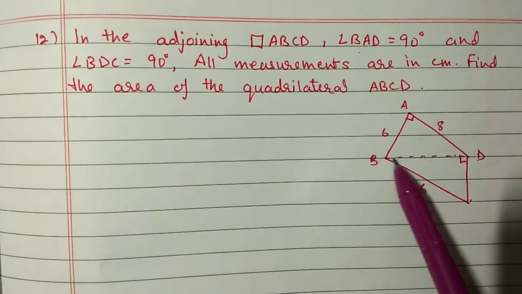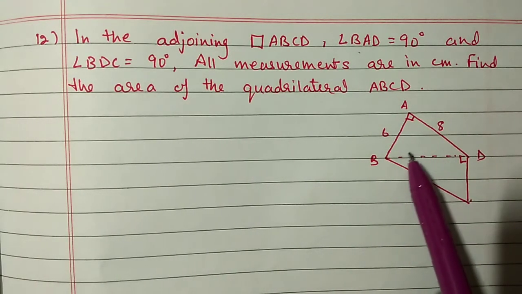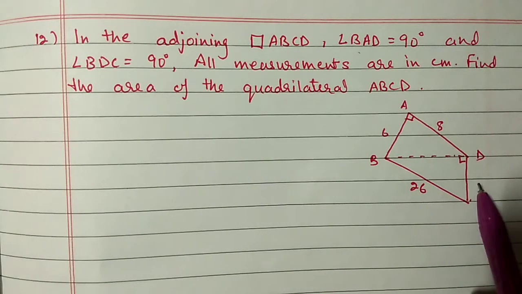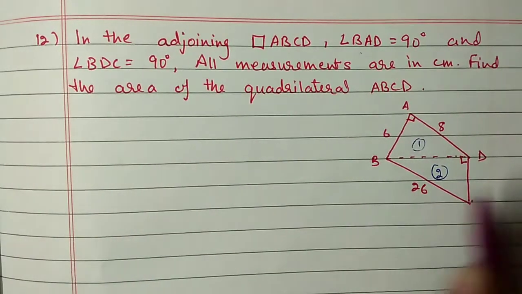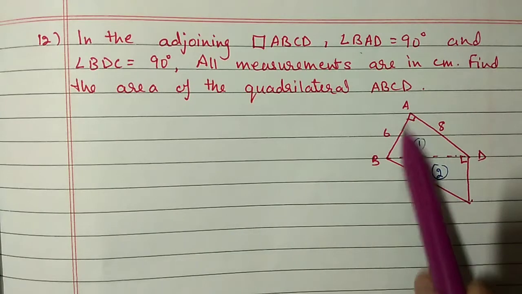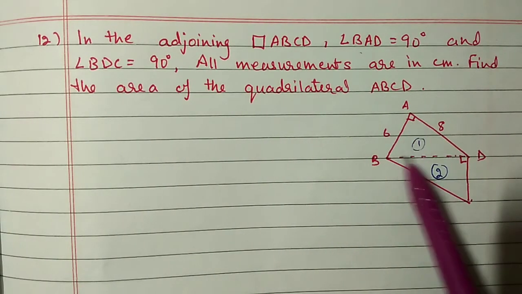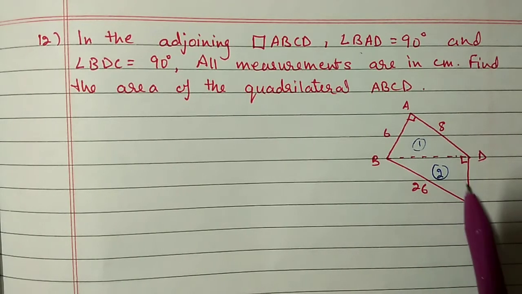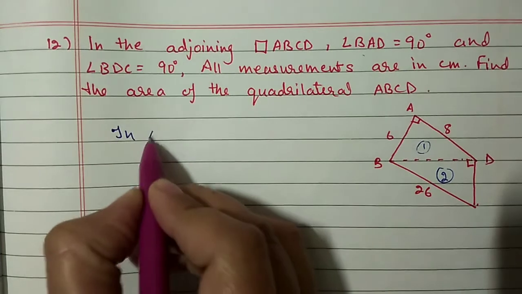So directly we don't have any formula to find out the area for this quadrilateral. We will find out the area of this triangle and this triangle, and later on we will add both the triangles and we will get the area for this quadrilateral. So first of all, for this first triangle, we can use Pythagoras theorem because it is a right angle triangle, and we can find out this third side, because this third side we need to find out the area for this second triangle.